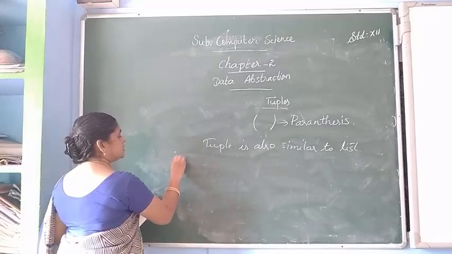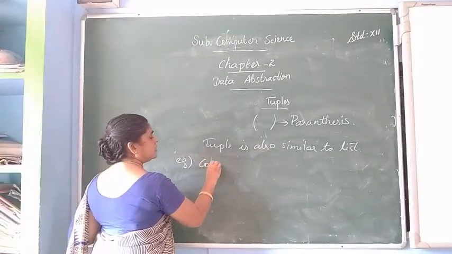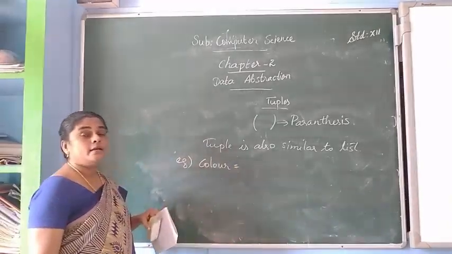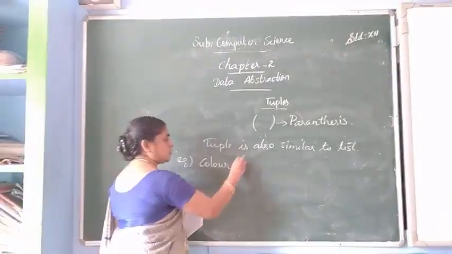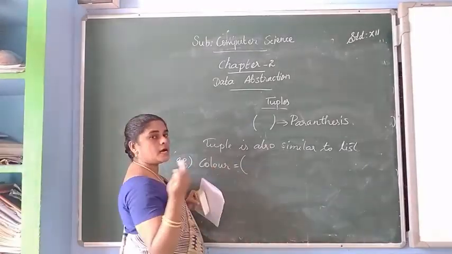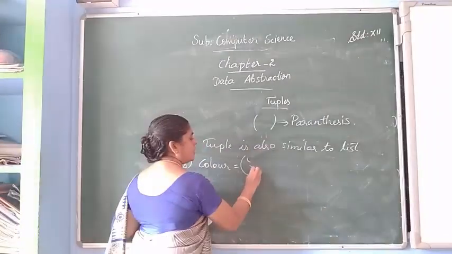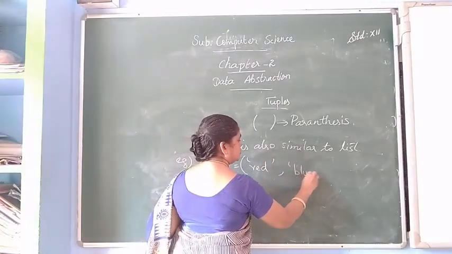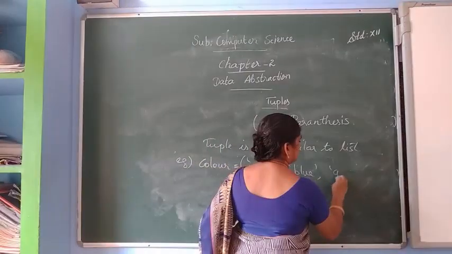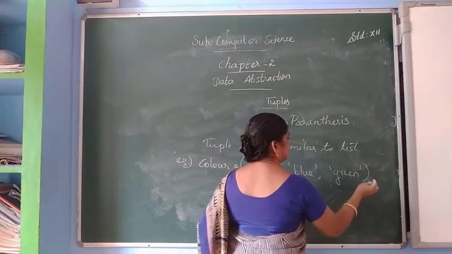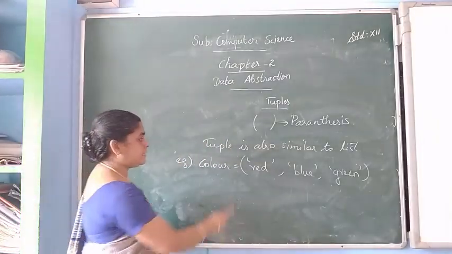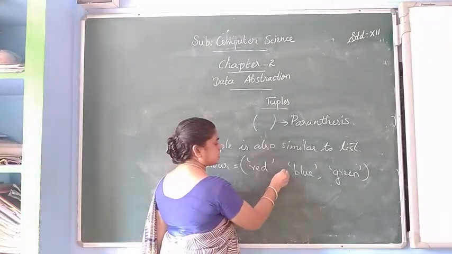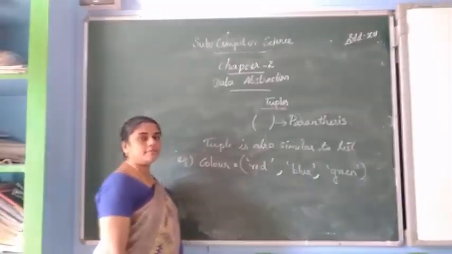Example for tuple. See, colour. C-O-L-O-U-R, colour equal to. See, tuples must be surrounded by parentheses. So, parentheses. I am writing here 2 or 3 colors. So, red, comma, blue, comma, green. Okay. The tuple must be surrounded by parentheses and separated by commas. Each value must be separated by commas.